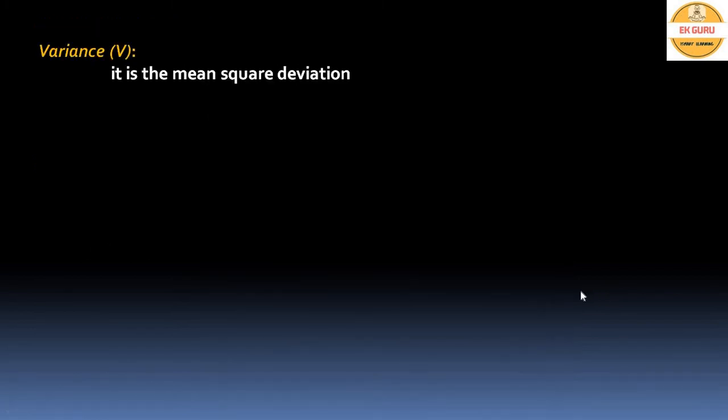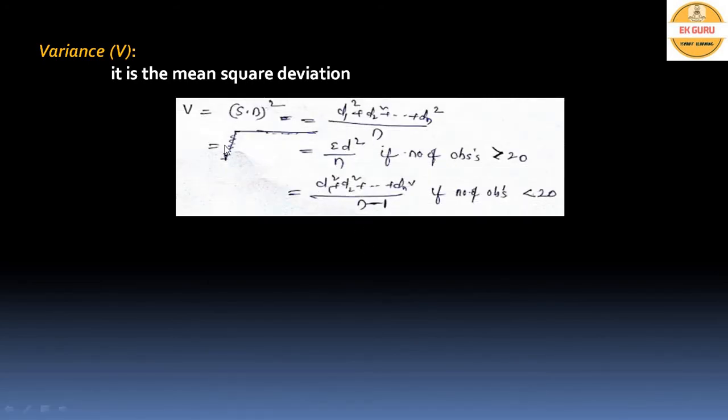And finally, the variance is nothing but the mean square of deviation. It is the square of the standard deviation, or we can call it the sum of individual deviations squared divided by the number of deviations. So here also, if the number of observations is greater than 20, we will take it as it is. If the number of observations is less than 20, we will take n minus 1.